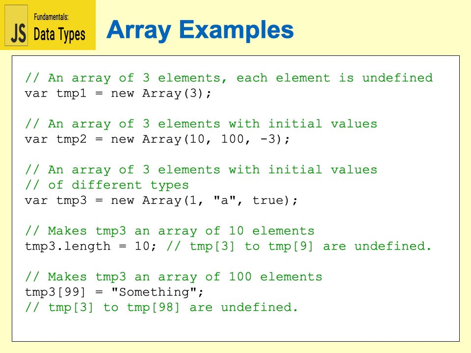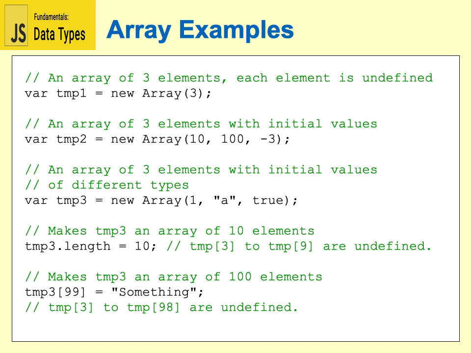The second example, an array of 3 elements with initial values. var tmp2 is equal to new Array(10, 100, -3). While returning the value of tmp2[0], 10 is returned. For tmp2[1], the value 100 is returned. tmp2[2] will return -3.